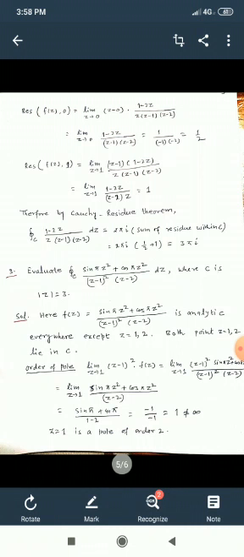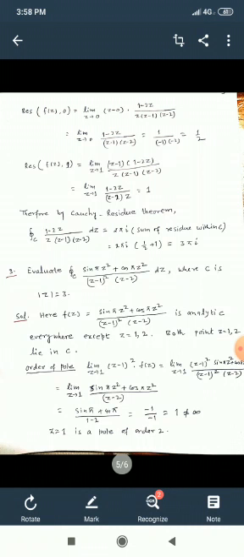Since |z| = 3 is a circle with center (0, 0) and radius 3, z = 1 and z = 2 both points lie inside C. So first we check what is the order of the pole. For the order of the pole, limit as z tends to 1 of (z - 1) whole squared into f(z).